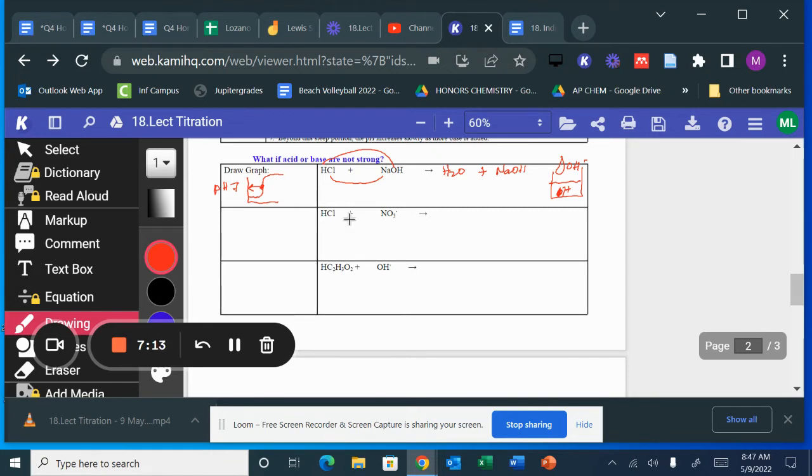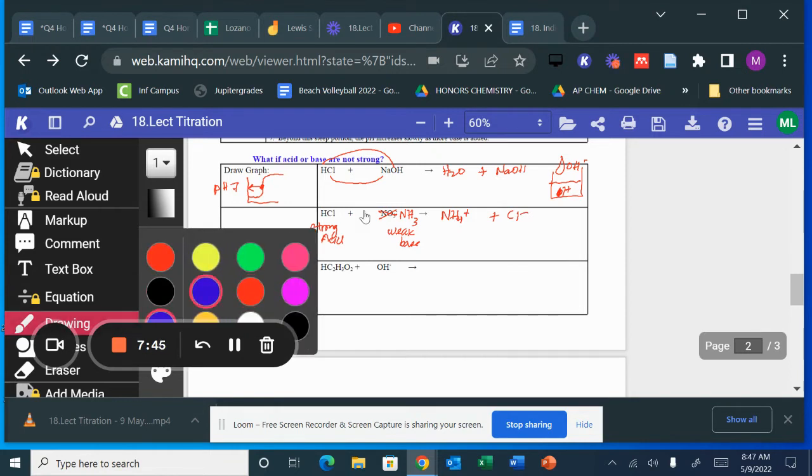Okay, what if the acid or base are not strong? Then you have to do something else. So let's say this is NH3, and this is a strong acid, and this is a weak base. When you react these two, the H plus will go to the NH3, becomes NH4 plus, the ammonium ion, and the Cl minus.